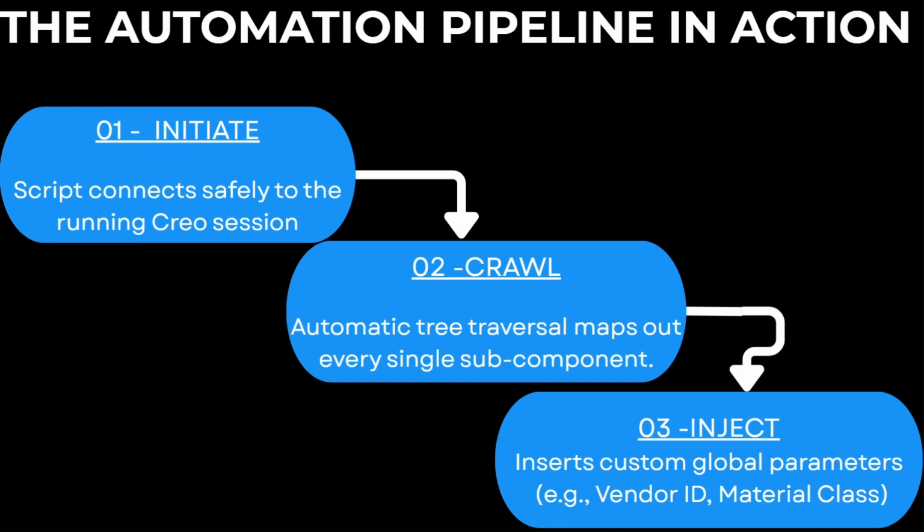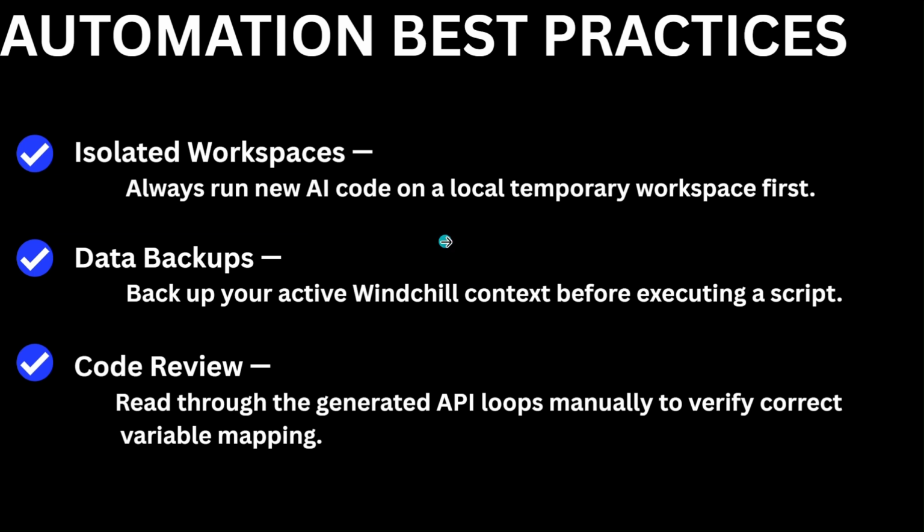While generative AI code looks incredibly clean, it is rarely flawless on the very first try. Large language models can easily hallucinate incorrect method calls or mix up outdated API syntax. Because of this, you must follow strict deployment guardrails. First, never execute an AI script directly inside a live enterprise database. Set up a completely isolated local workspace and test the script logic on basic dummy blocks.